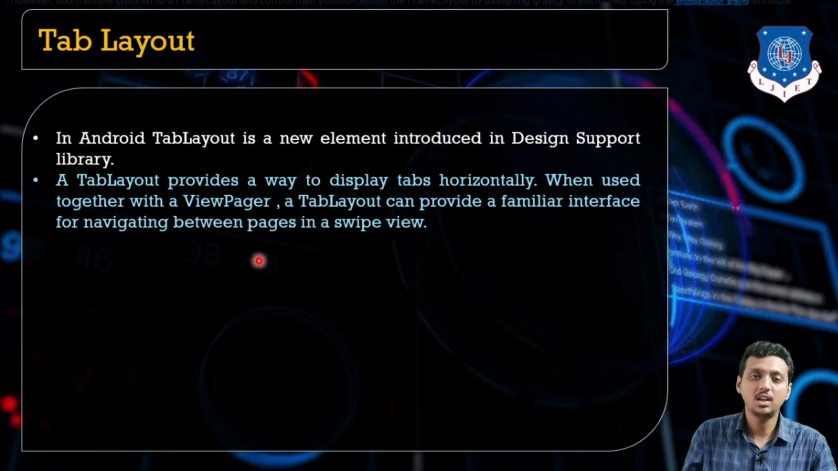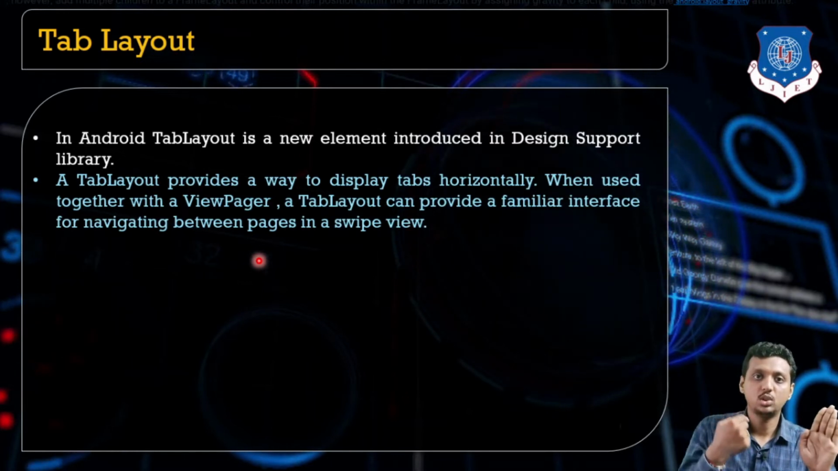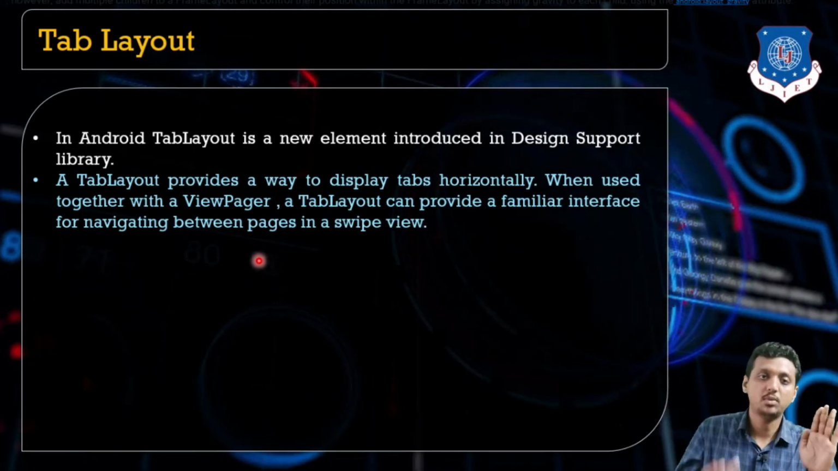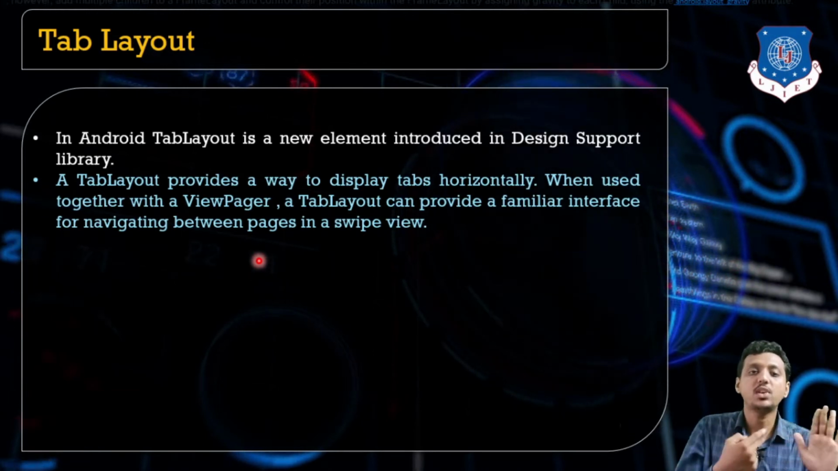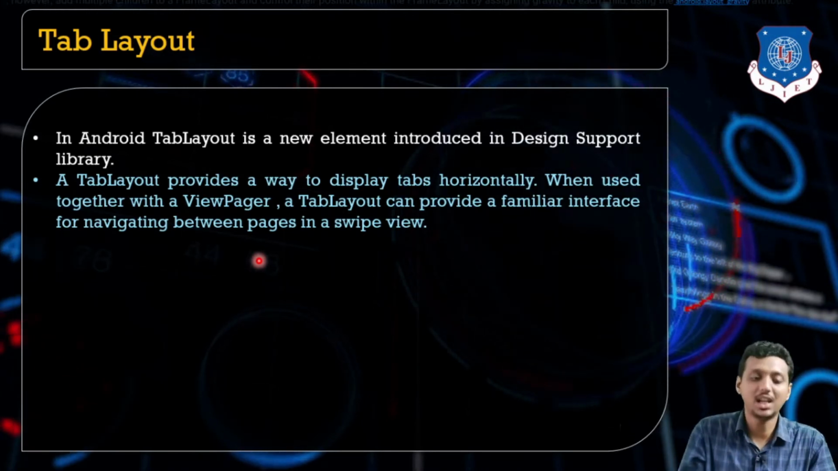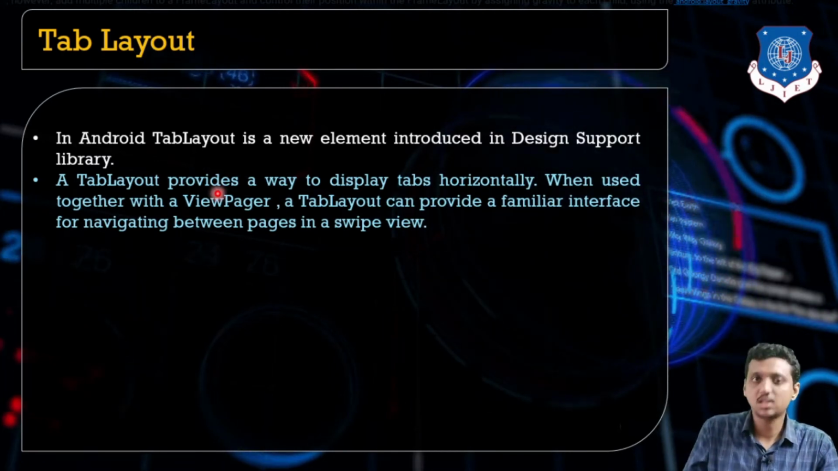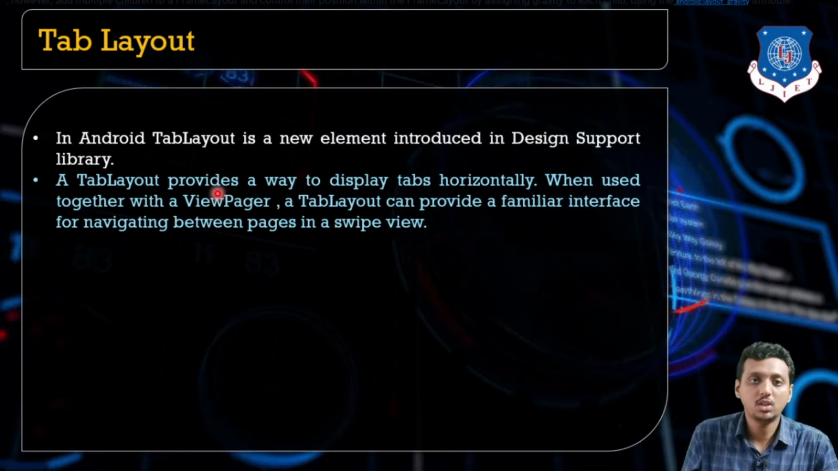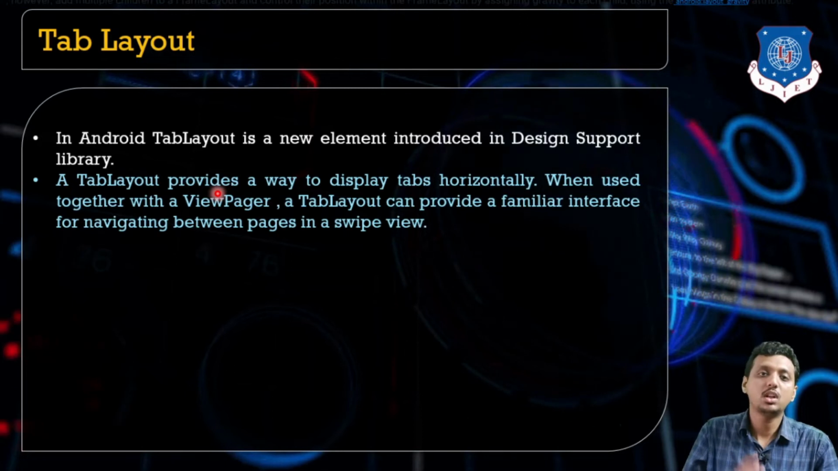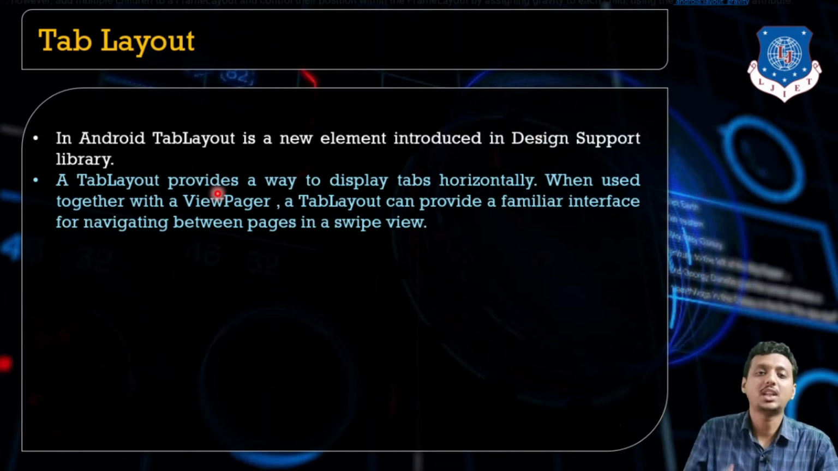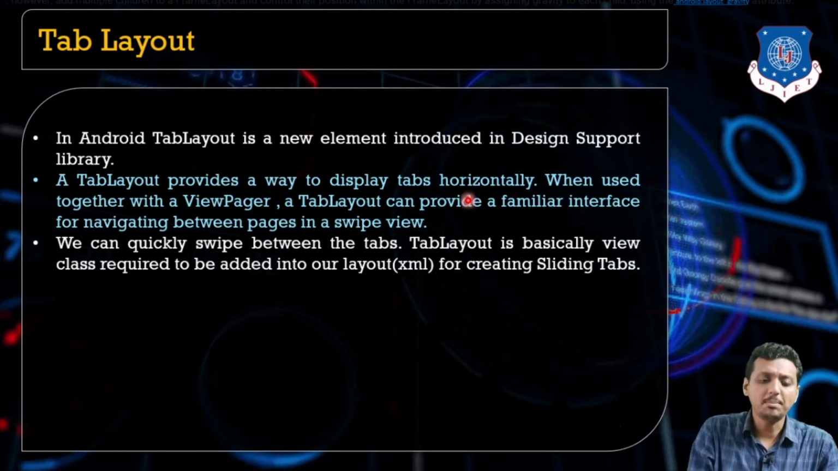Another thing is that if we swipe, you will also get the status. Swipe, you will also get the calls. Swipe, you will also get the chat. This swipe functionality can be implemented with the class known as view pager. How the view pager works, we are going to learn in our next lecture. But in this session, we are just going to learn about the various methods of the tab layout. We can quickly swipe between the tabs.